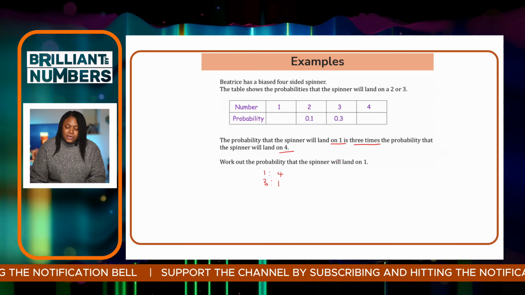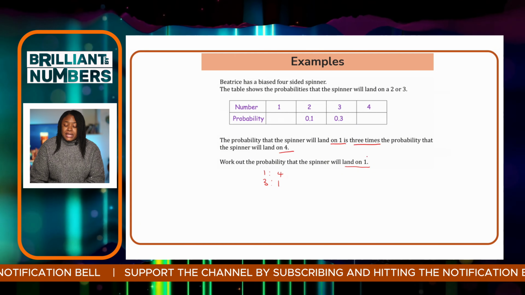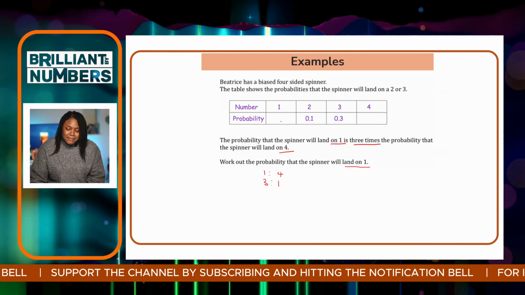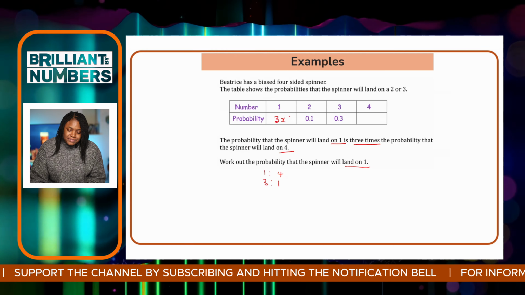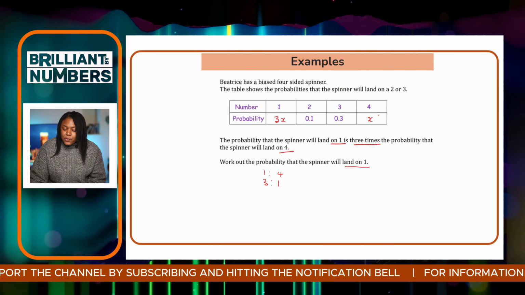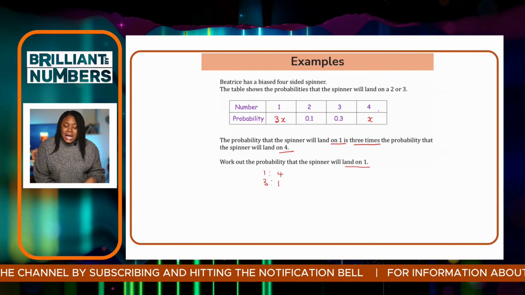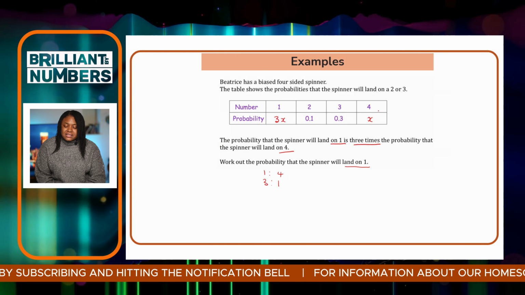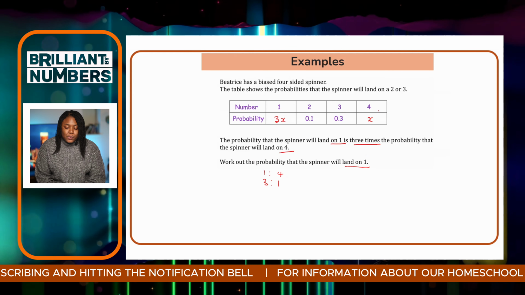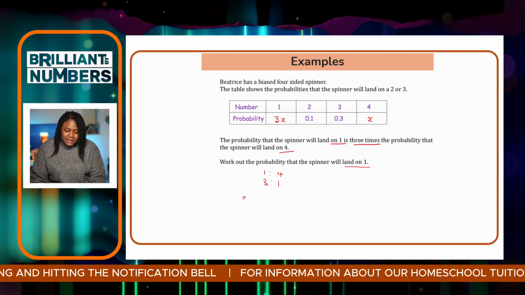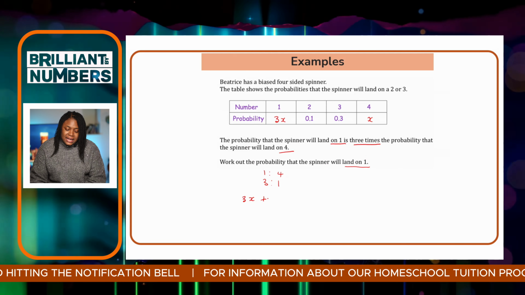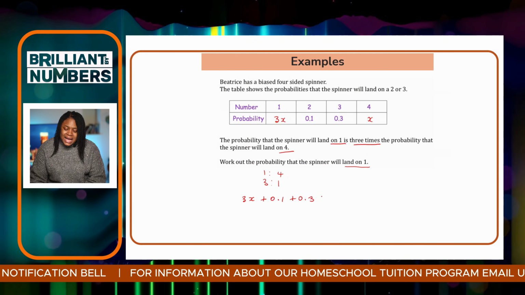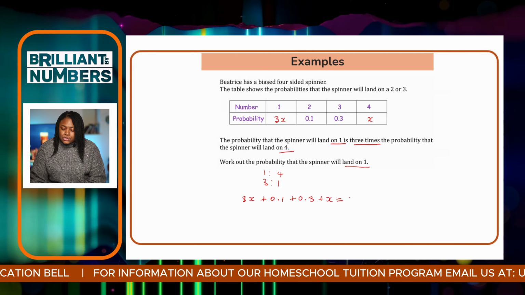So we're asked to work out the probability it will land on a 1. I'm going to choose to do this algebraically. So that means 1 would be 3x and let the 4 be x. So I need to now add all of this together and then solve it for x, and then I can work out what it is for 1. So we're going to do 3x add 0.1 add 0.3 add x should be equal to 1.